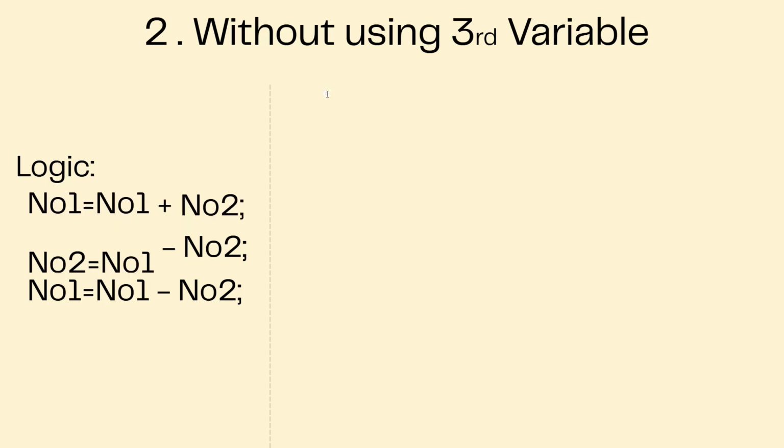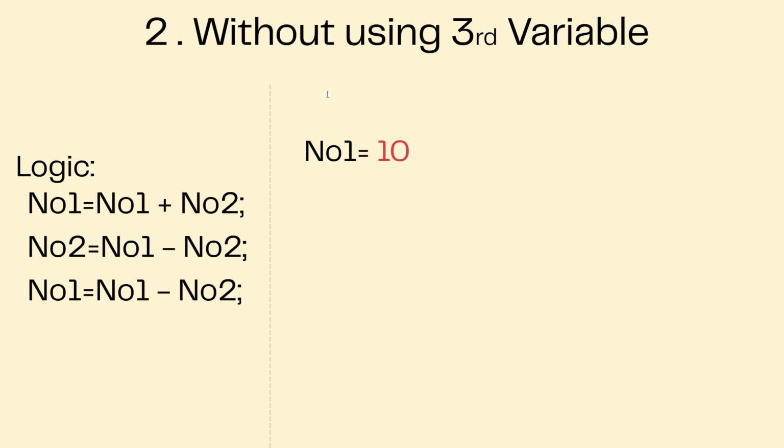So its logic is we need to add these two numbers and store it in number 1. Then we need to subtract number 2 from number 1 and store it in number 2, and then number 1 minus number 2 again into number 1. Now you will not understand this logic directly. To understand it, we will use an example. Again I am using the same example. Number 1 has 10 value, number 2 has 20 value. I made a mistake here, this is number 2. Okay.